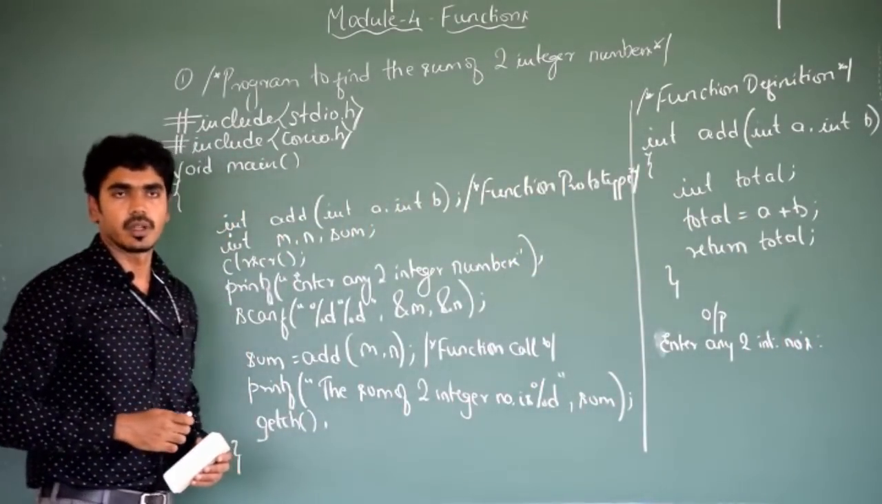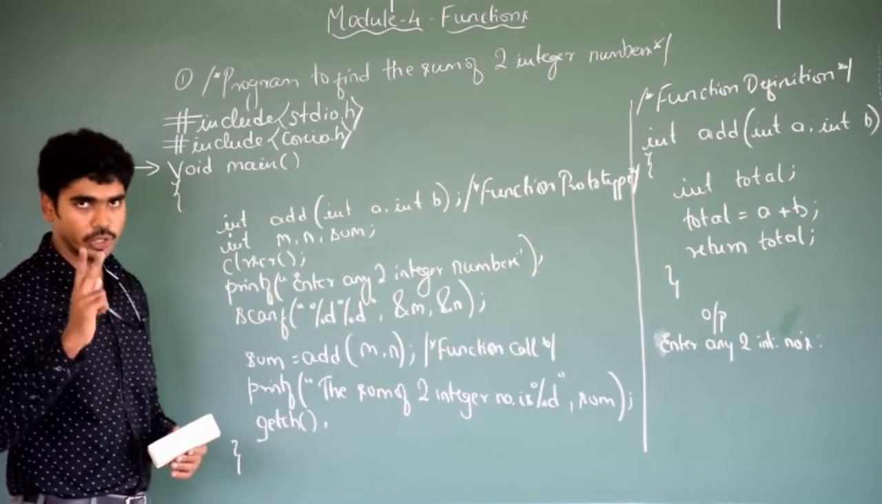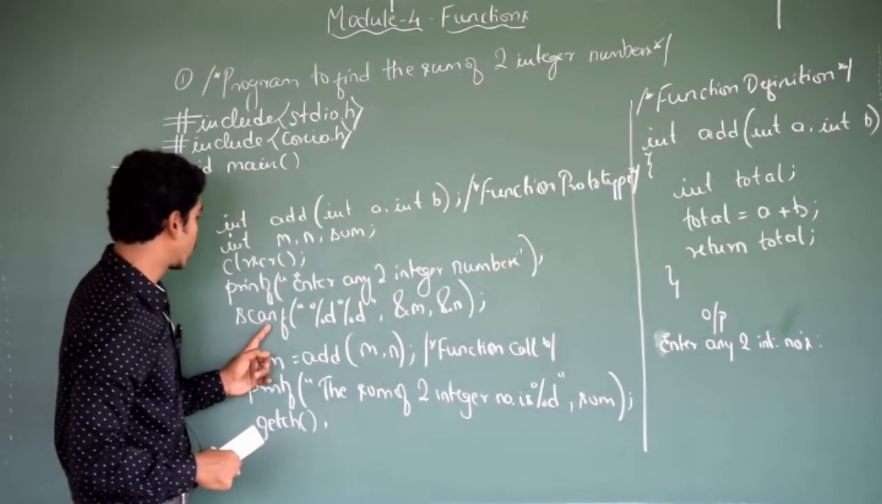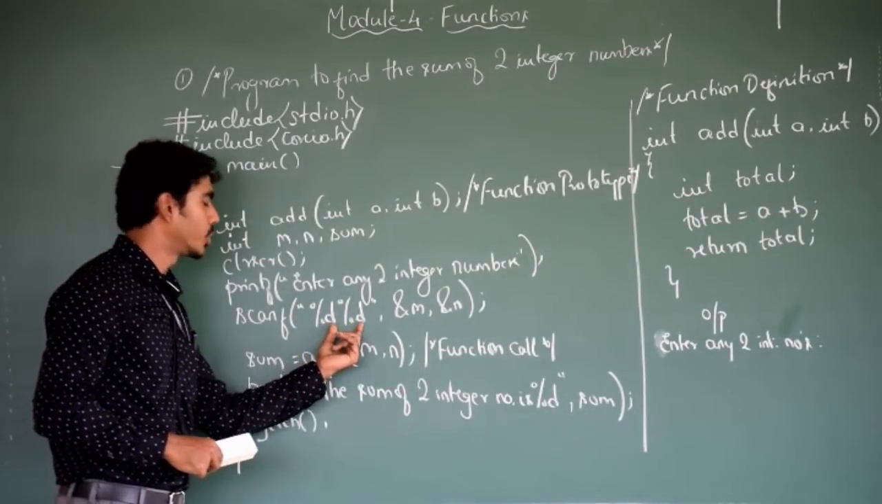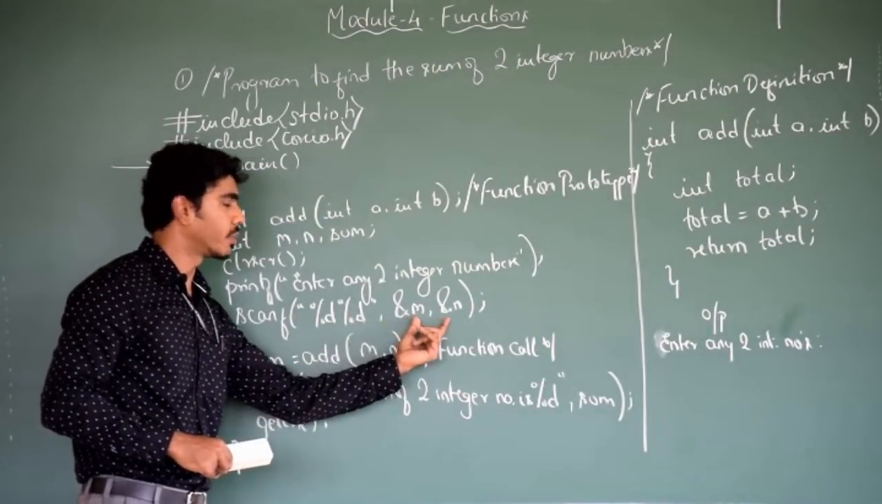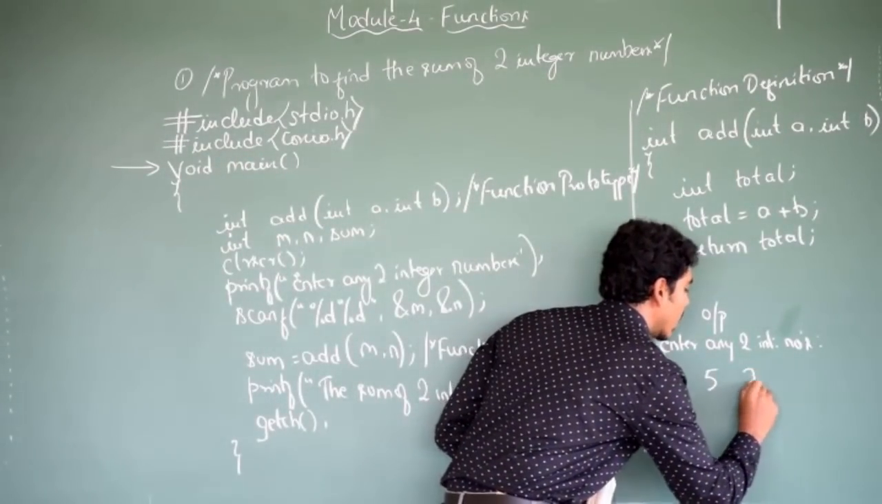I, being the programmer, am going to enter a number. I have to enter two input numbers. Those two input numbers will be read by the scanf statement, %d, two integer numbers stored in m and n. So I am going to write 5 and 7.